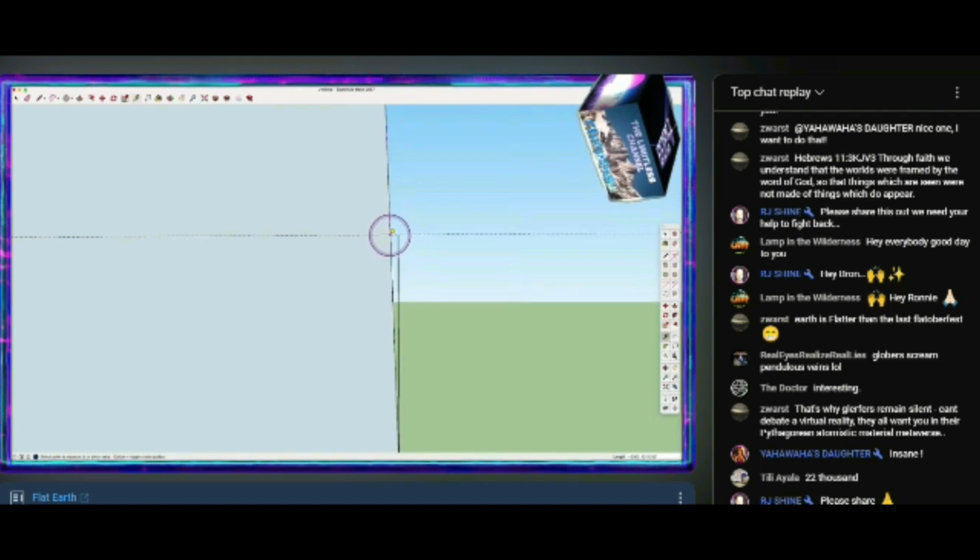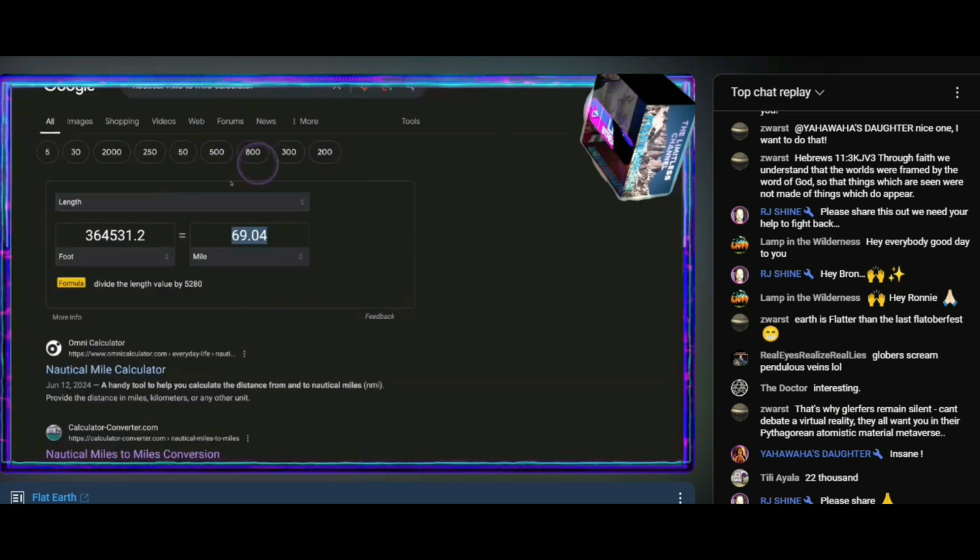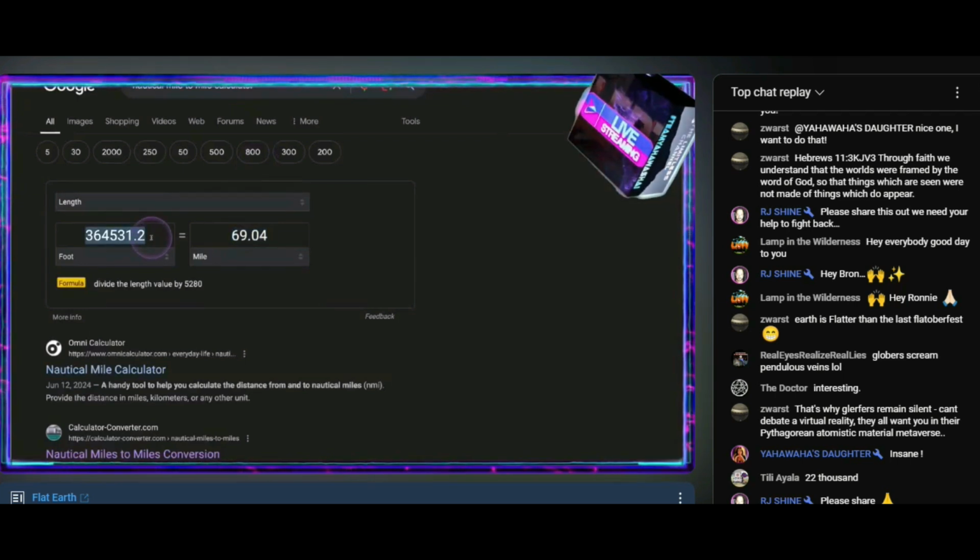Idiot, SketchUp allows you to measure the distance along the arc. Idiot, I will show in a minute. So if we just, it's more than a mile. Yeah, 6,362 feet. That's a lot of drop.